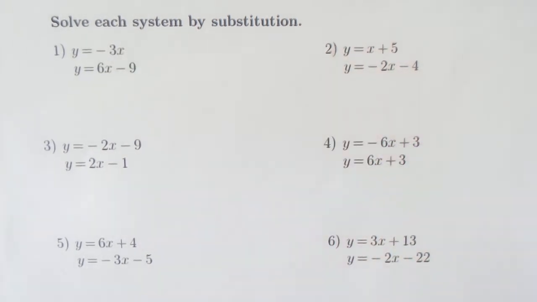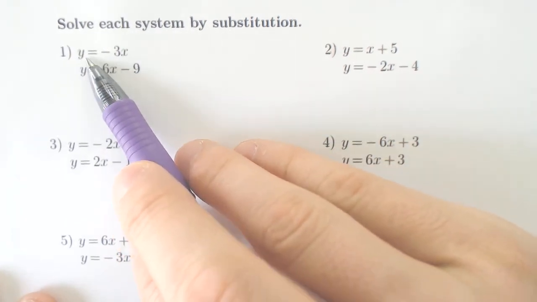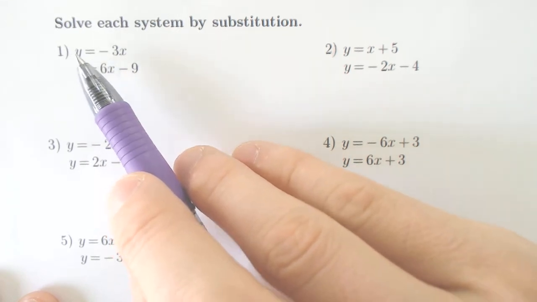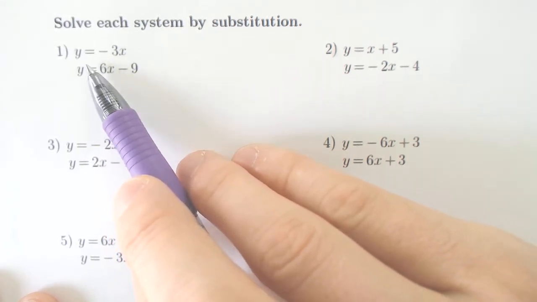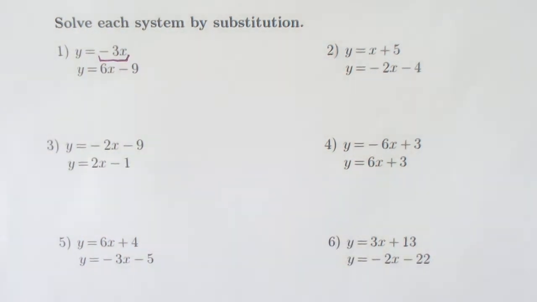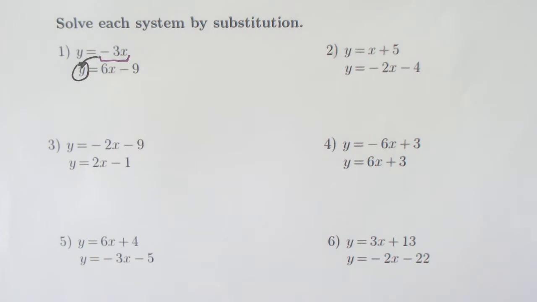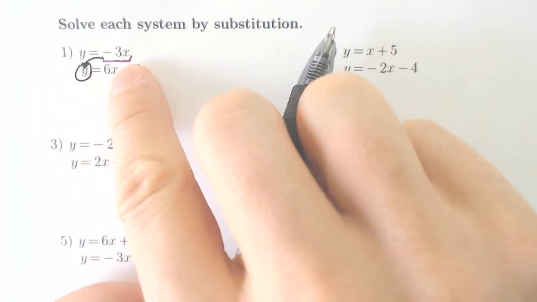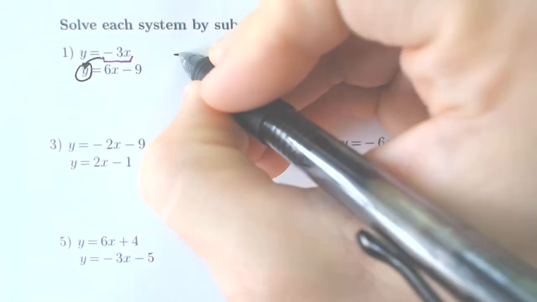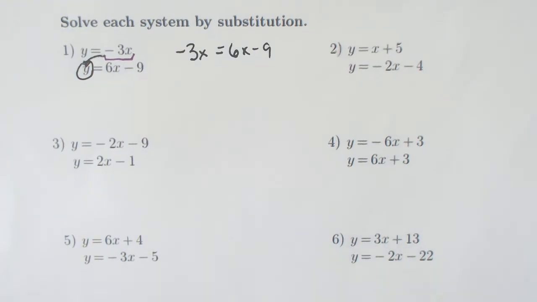So substitution is okay. The only time I would personally like to use substitution is if there is a single equation or both equations that say y equals, or the y is by itself, or the x is by itself, which happens here. See how this says y equals negative 3x? If that is what y equals, then you could take that and substitute it in for the y in the other equation, and get negative 3x is equal to 6x minus 9. And then you just have to solve.